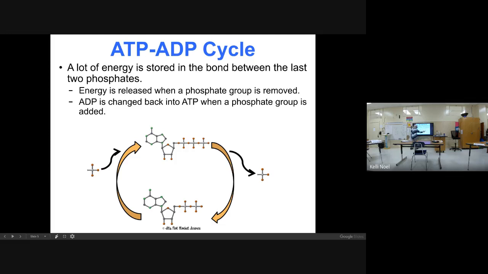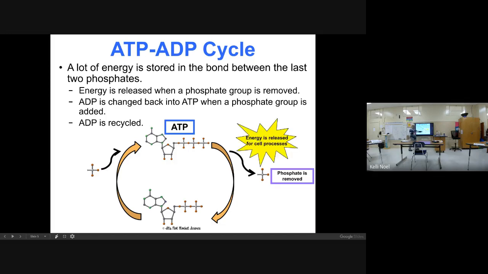So in that diagram, you're going to fill in ATP here. Phosphate is removed here. This is energy is released in that little starburst. ADP, you've got a phosphate added, and energy is added from broken down food. So make sure you fill in that little chart.